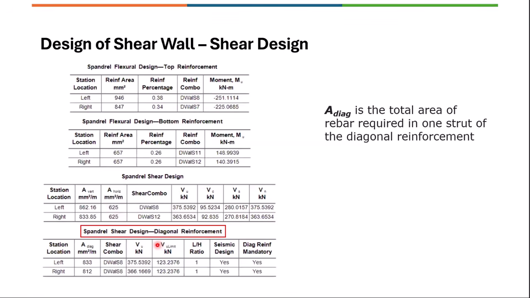And whenever seismic load is involved in the combination, this becomes a check for diagonal reinforcement. And when required, it is going to give you the A diagonal, which is the total area of rebar required in one strut of the diagonal reinforcement. There is a small typo here in the output, mm square per meter. It is only mm square. This is the total area for one strut. So you typically will have the two X crossing, two struts, and for each, this is the area you need to provide.